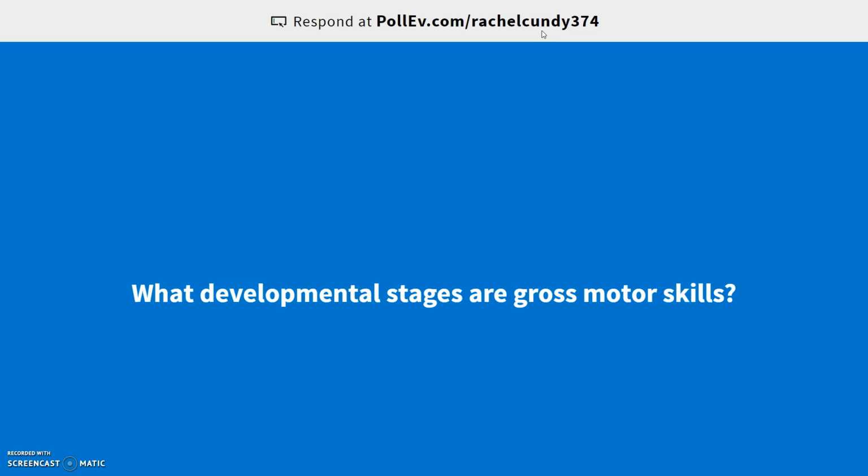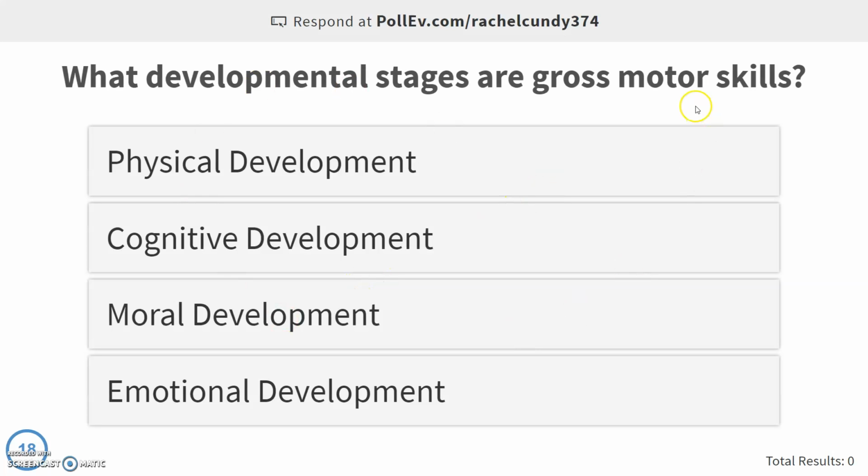So now it's going to ask me for my name. So I'm going to put my name in on here. Then it says, what developmental stages are gross motor skills? And then I'm going to click this next button. And then this prompts me on my phone just like what it would with Kahoot, but you kind of have more control. And so I can choose whether I want to select physical, cognitive, moral, or emotional.